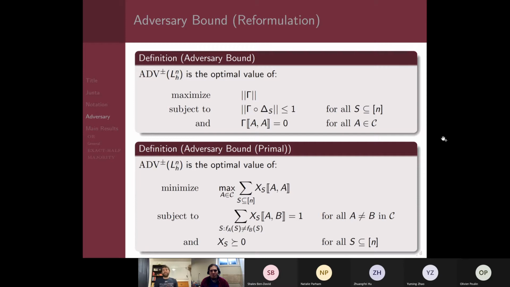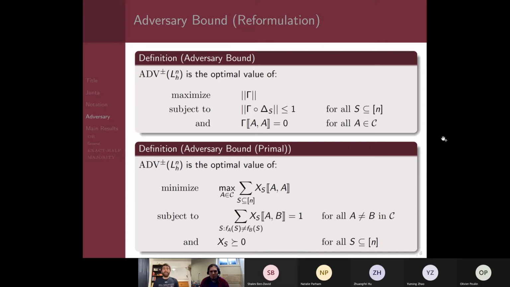In the first constraint, he defines this kind of weird notation, this gamma composed with delta sub S matrix. All that means is you're taking the rows where the set S outputs 1 and the columns where it outputs 0, or vice versa, something along those lines. But you're just looking at a submatrix of gamma. So that should have a spectral norm less than or equal to 1 for every subset. And moreover, this gamma is indexed by the elements of the concept class, each of these k subsets A, and the AA entry should be 0, so it's just 0 along the diagonal.